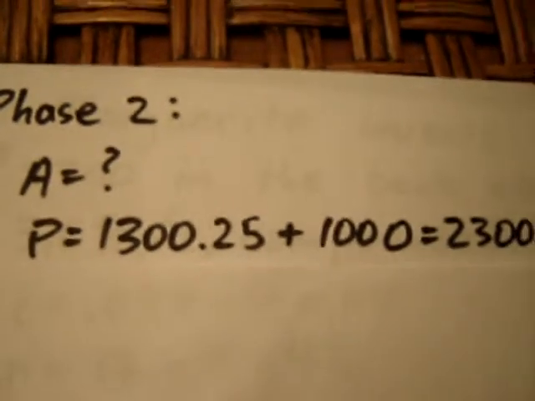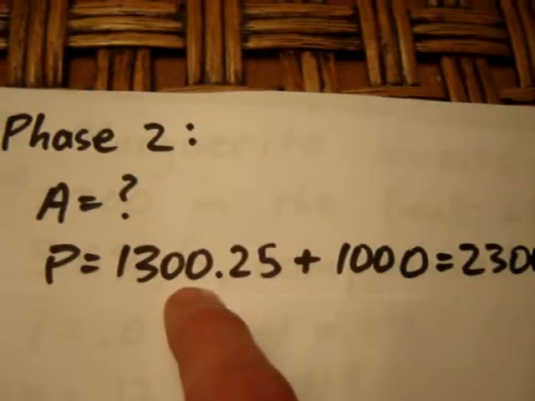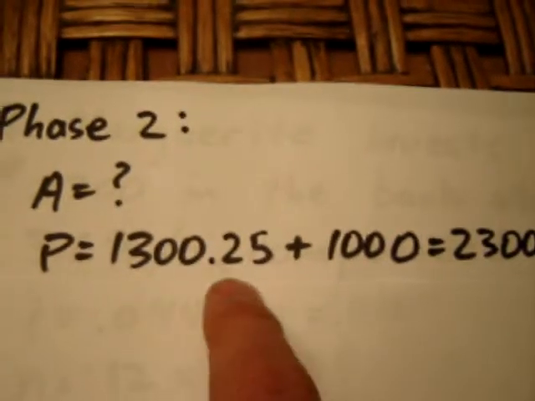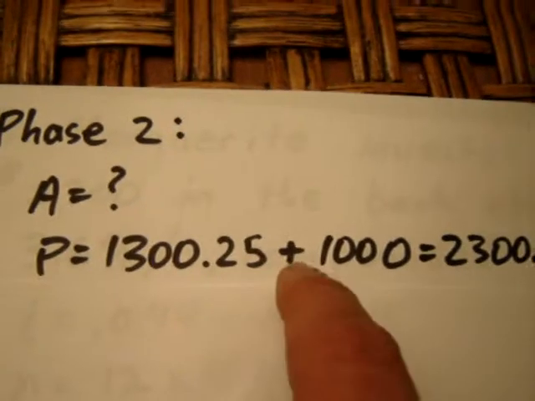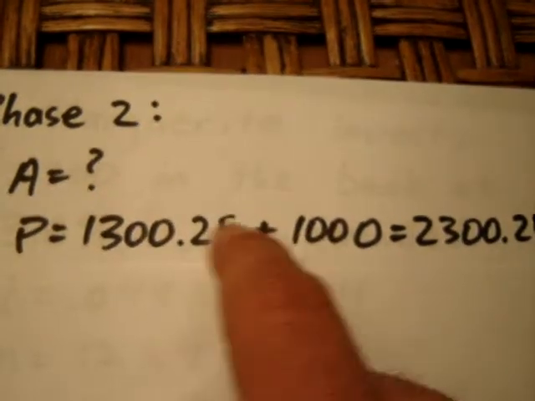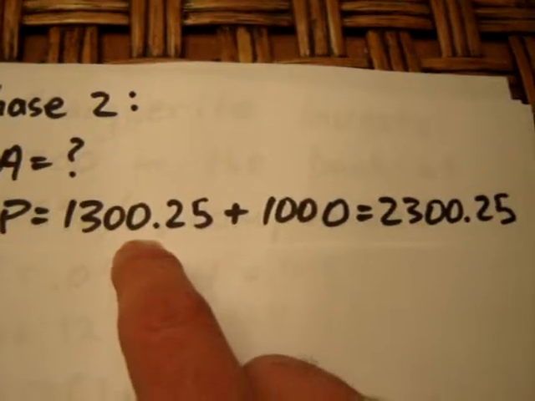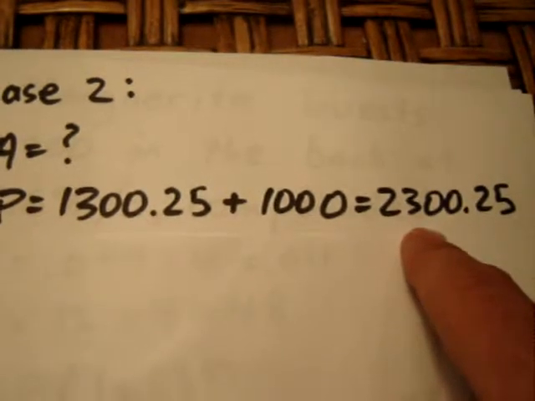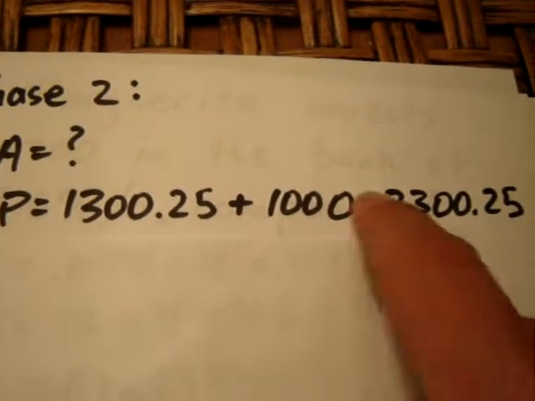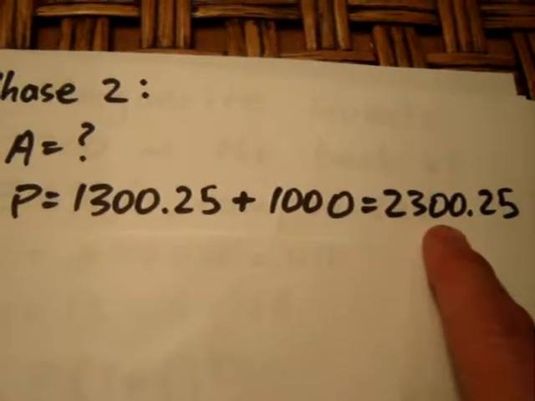Well, we begin phase 2. The final amount is unknown, but now for the next 12 years, the principal will be the $1,300.25 that he had in the bank the morning he woke up, as well as the $1,000 that his parents deposited later that day. He woke up in the morning of his 6th birthday with $1,300.25 in the bank, but he went to bed that night with $2,300.25 in the bank because his parents deposited another $1,000. This is our new principal.